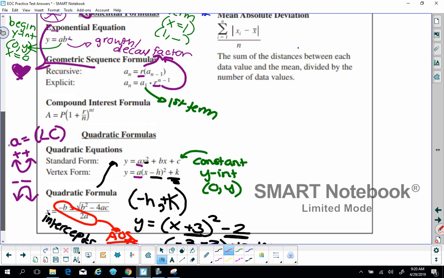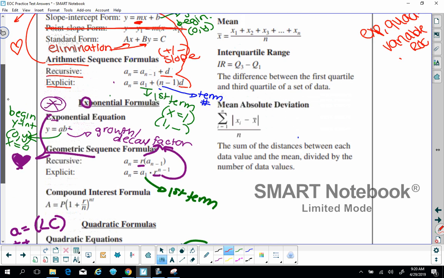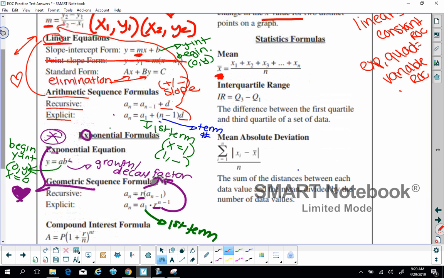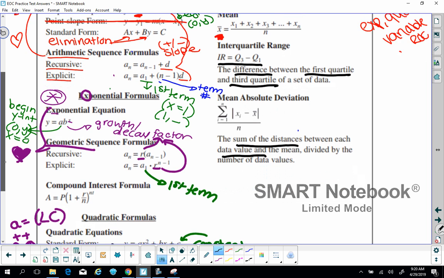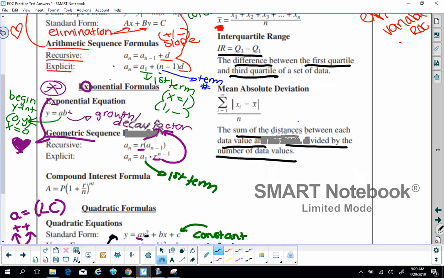Moving up. They also give you your mean, which they're saying, okay, this is what it looks like in the calculator, so I could find that in data. But we add all our numbers up and divide by the number of terms there are. Interquartile range we know is our Q3 minus Q1. It tells you exactly what it is. Mean absolute deviation, they tell you it's the sum of the distances between each data value divided by the total number of data. So in case this is on there, we've gone over it. Remember, we take our mean, we subtract our mean from each of our values, that's what this is right here, and then we find our mean of that number.